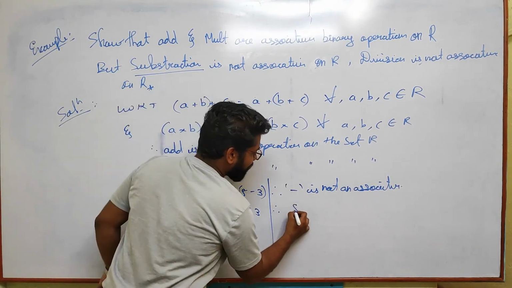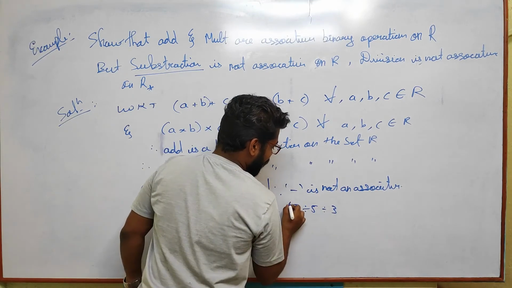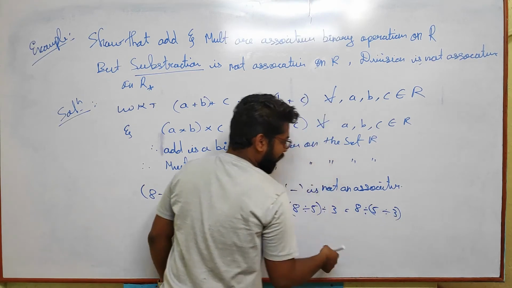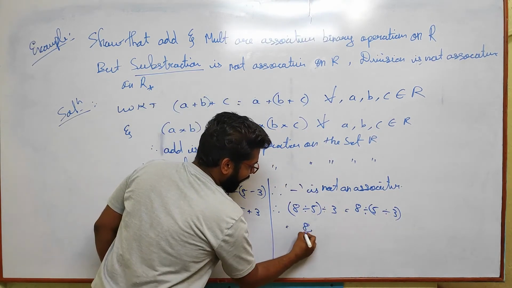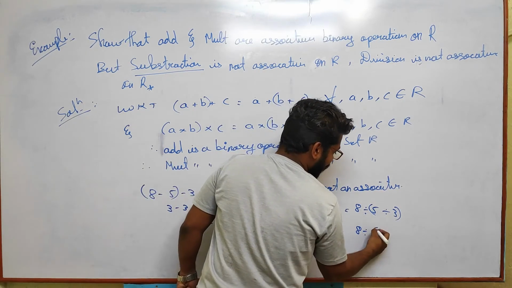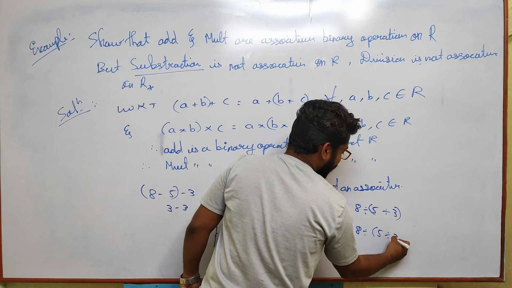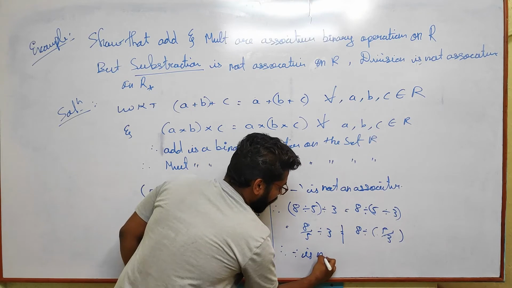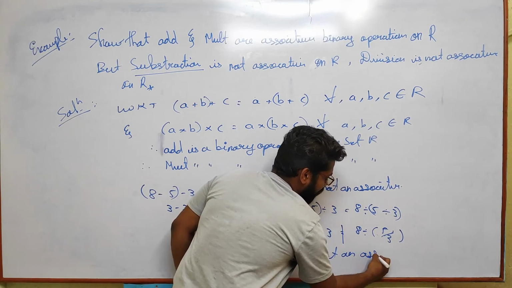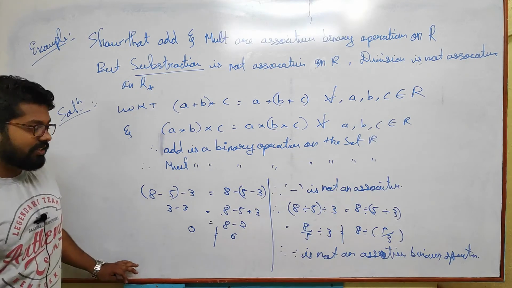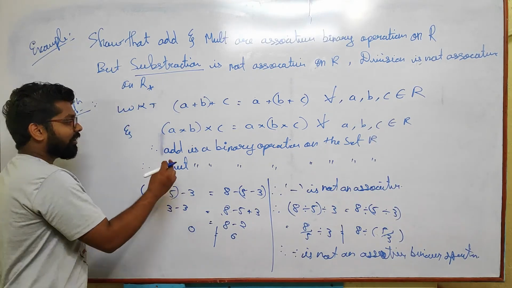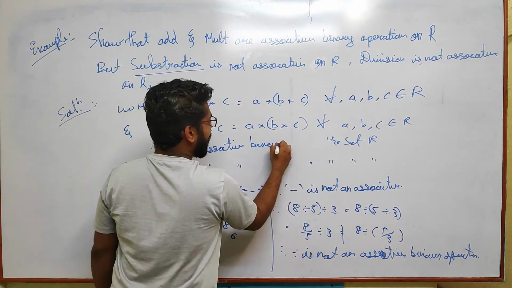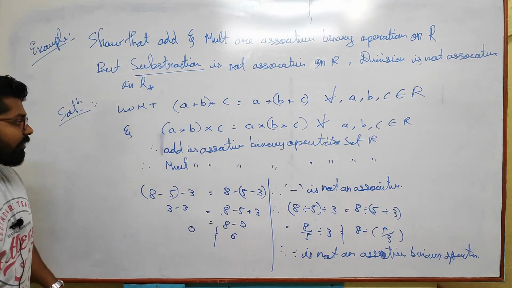And division is also the same. Choose 8 by 5 by 3. If you observe 8 divided by 5, then by 3, these two are not equal. Therefore division is not an associative binary operation. Here addition is an associative binary operation on the set R.